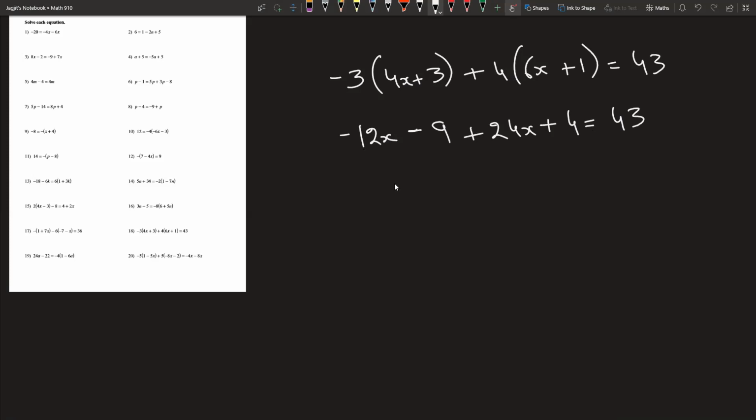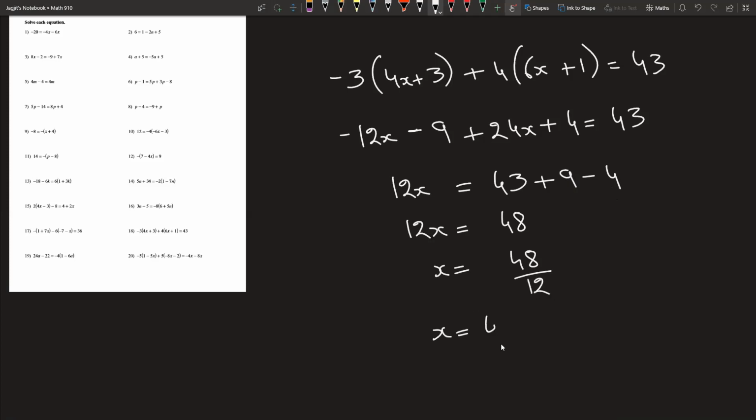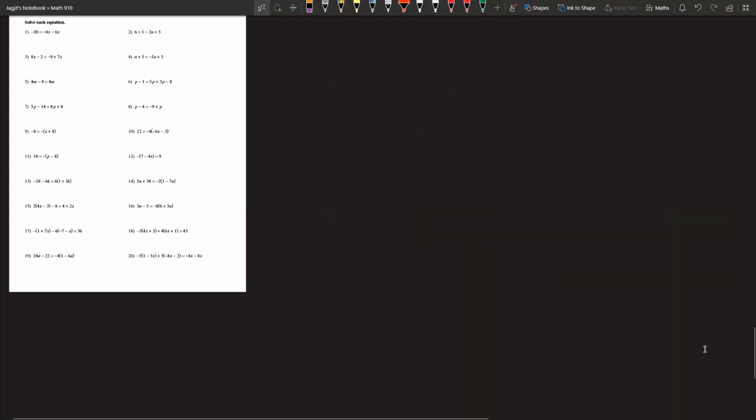to 43. Now, what's minus 12x plus 24x? Well, that's just 12x. Minus 9, now we have 43 here. Minus 9, when it goes to the other side, becomes plus 9. Plus 4, when it goes to the other side, becomes minus 4. So we have 12x is equal to 43 plus 9. That's 52. 52 minus 4 is 48. And you divide both sides by 12. In other words, you cross multiply. So x is 48 divided by 12, which is 4. Do you guys understand that? Okay, good.